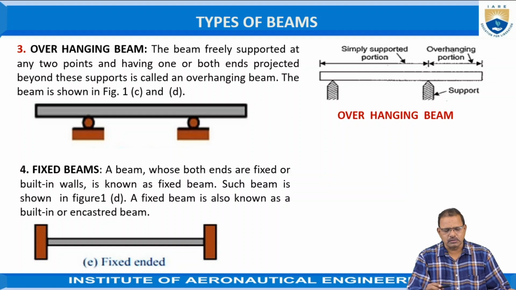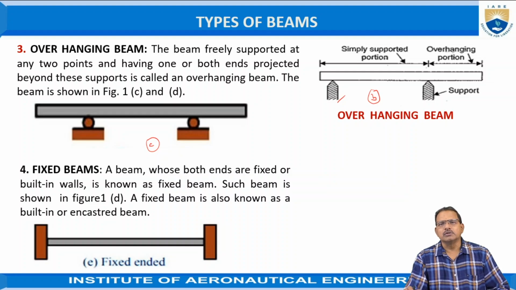It is shown here. This figure A represents a beam projected on both sides of its supports. But if you take another beam B, here one end is supported with the knife edge and the other is supported there, but the other end is projected beyond the support as shown in the figure. So the overhanging beam is a beam which may be projected on both sides of the supports or one side of the support.